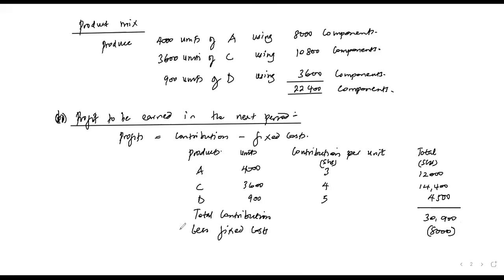8,000. So here they have asked for the profit, unlike in the previous question where the profits were not required. But now they require you to come up with the profits. You're required to determine the profits that will be earned from the product mix. So 30,900 minus 8,000 gives you 22,900. So this will be the profit to be earned from the recommended product mix.